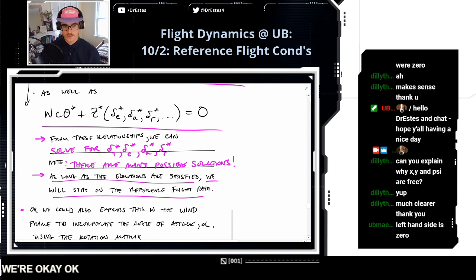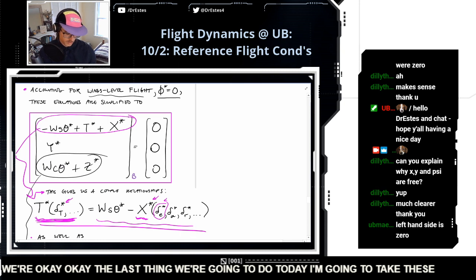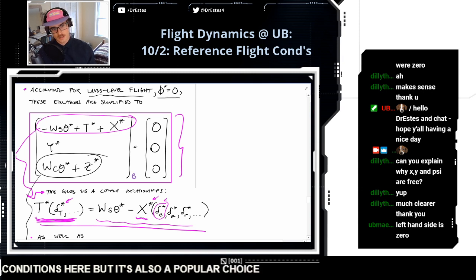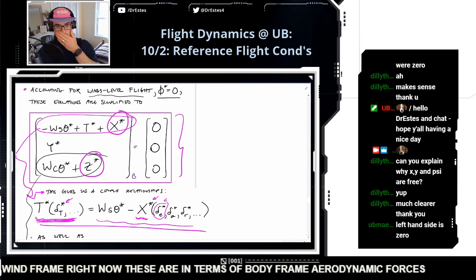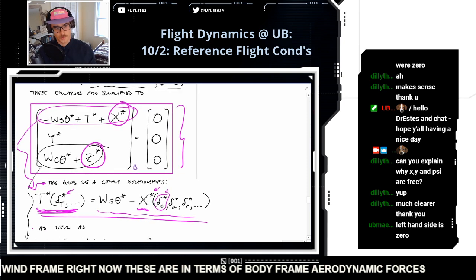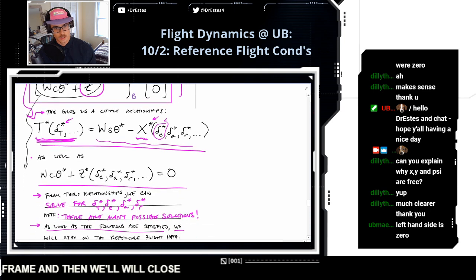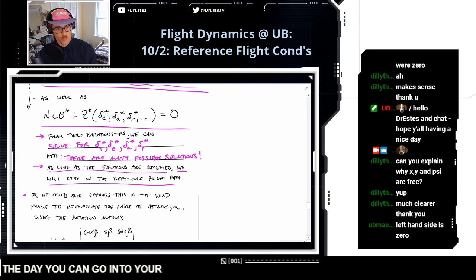Okay, the last thing we're going to do today, I'm going to take these conditions here, but it's also a popular choice to express these conditions in the wind frame. Right now, these are in terms of body frame aerodynamic forces. So we'll just go through transforming this to the wind frame, and then we'll close out the day. You can go into your weekend.